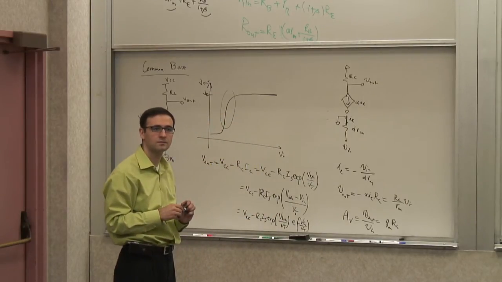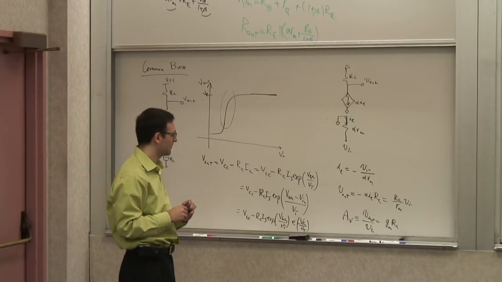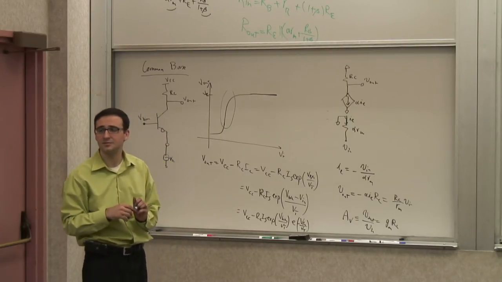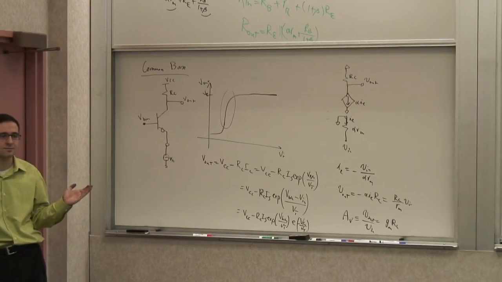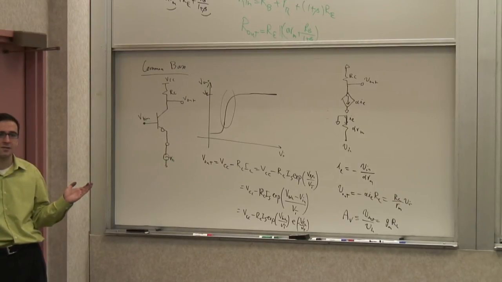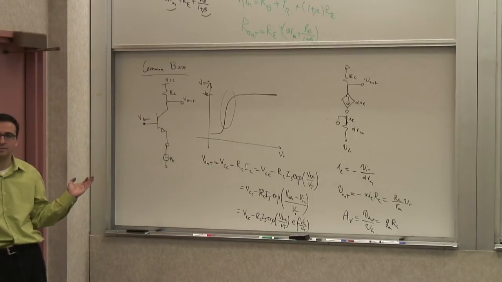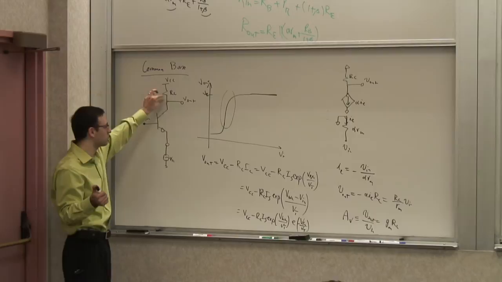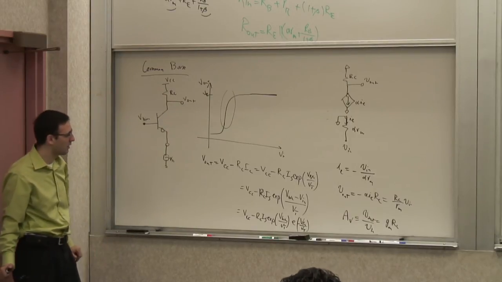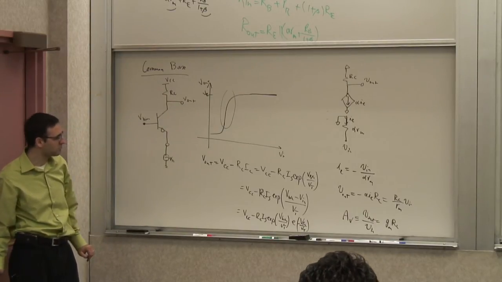Right? It's exactly the same in absolute terms as the gain of a common emitter, at least at this level. Except for the fact that it's non-inverted, so it's positive. And it should not be surprising because again we're modulating this voltage to modulate that current. Okay, so that's the gain.